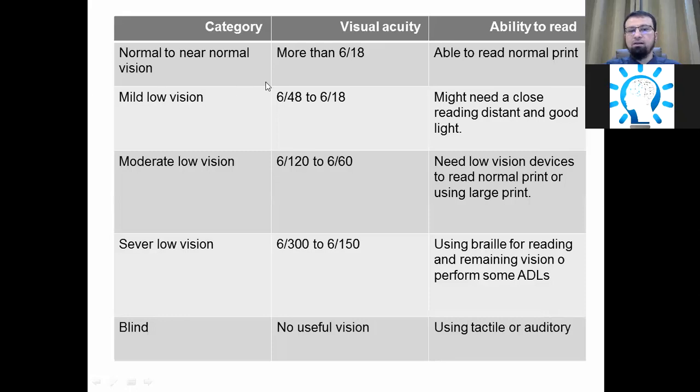This is some of the measurement for low vision. Not all cases are the same. Some cases will be normal to near normal. If the patient has vision 0.3 and more, like 30% to 100% of vision, this is normal to near normal. If the patient has less than 0.3, this is mild low vision. There is moderate low vision, there is severe low vision, and there is blindness. If the patient cannot see at all, this is called blindness. So not all cases with low vision are blind. Some cases with low vision are blind, but not all.